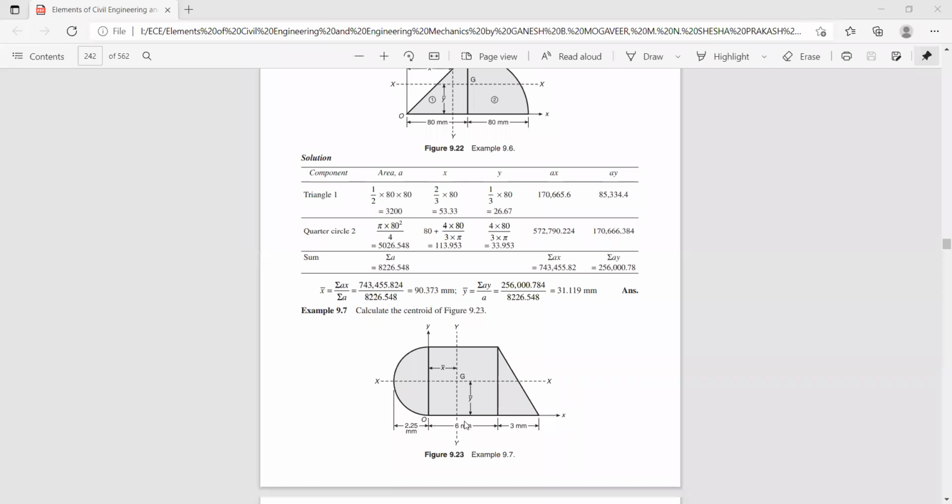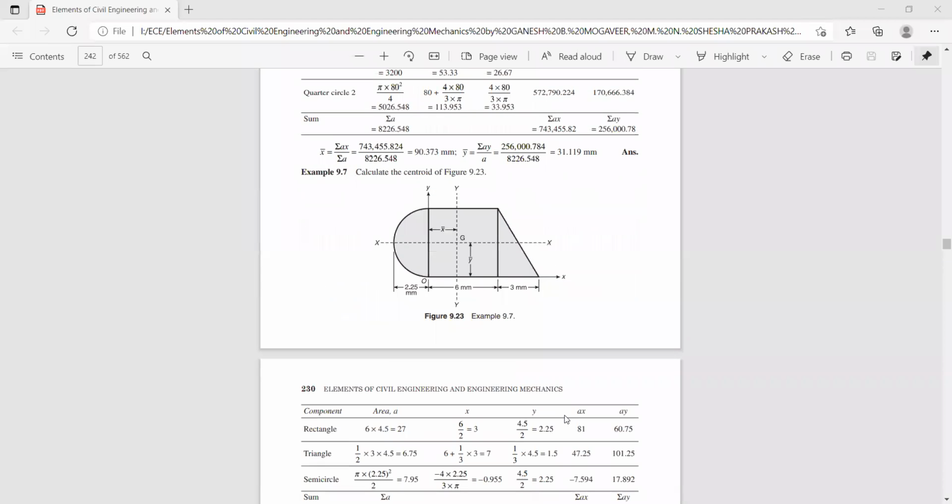Now this is 6 millimeters, this side is 3 millimeters, and the radius of the semicircle is 2.25 millimeters. So I put the total height as 4.5. The diameter of the semicircle is 4.5 millimeters. So here we need to find the values of x bar and y bar with reference to the x and y axis.